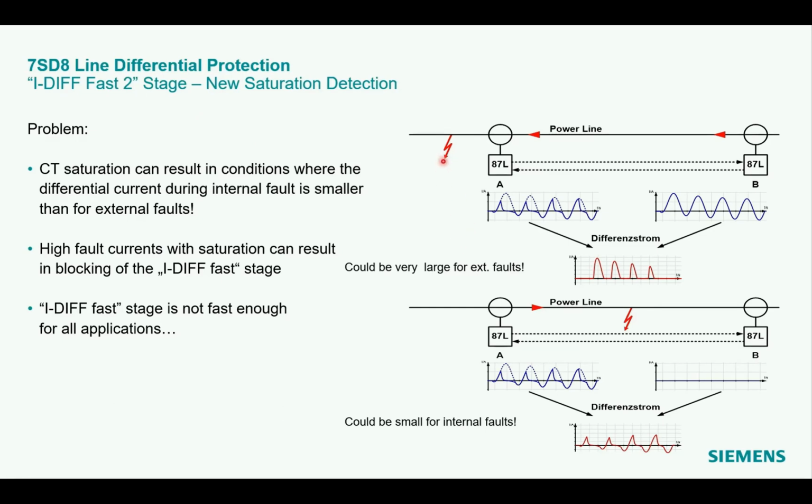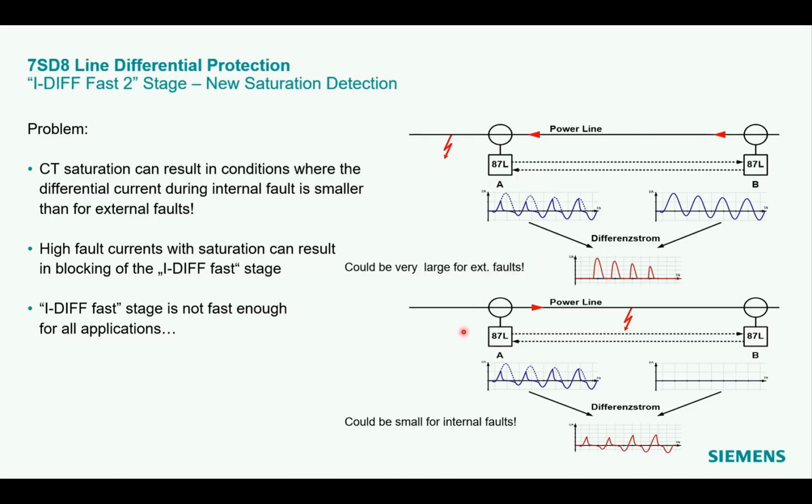We have an external fault where the fault is fed from the right-hand side, so the relay at side A saturates very heavily, while the relay at B does not saturate. So this gives you a very high differential current, which could be significant.